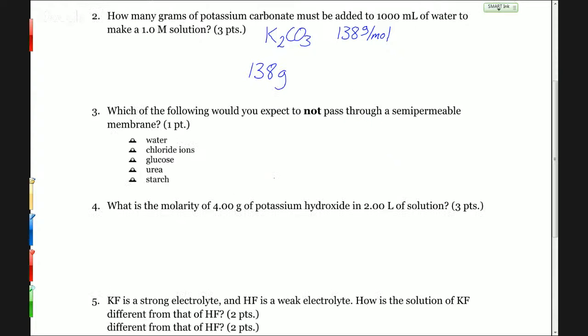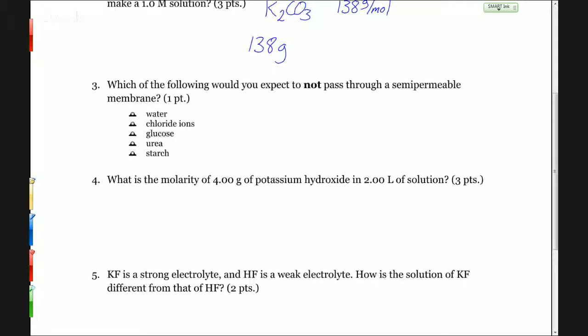All right, which of the following would you expect to not pass through a semipermeable membrane? You tested some of these last week. The starch does not pass through that membrane. All that other stuff would. Now we tested water, chloride ions, and glucose. Urea is also a small molecule. That's how your kidneys work, is that the urea passes through the membrane into your urine.